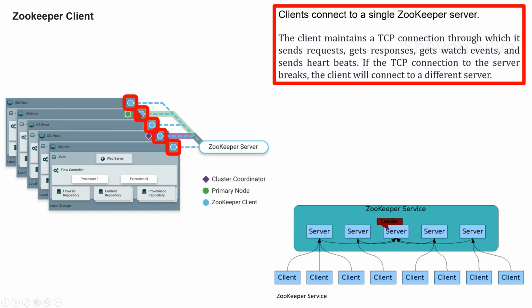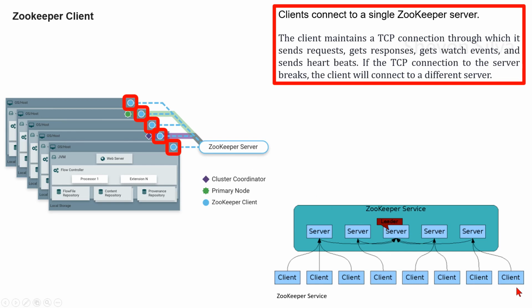Clients connect to a single Zookeeper server. The client maintains a TCP connection to which it sends requests, gets responses, gets watch events, and sends heartbeats. If the TCP connection to the server breaks, the client will connect to a different server.